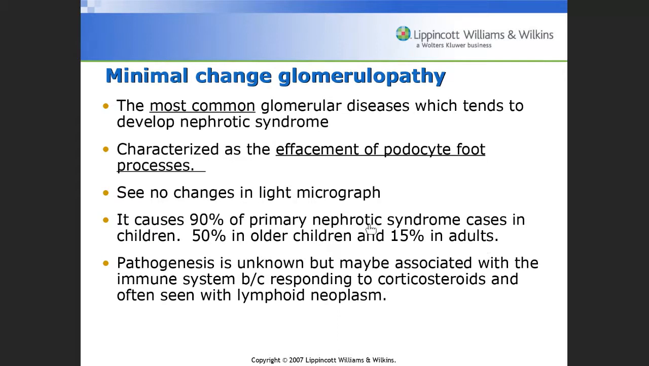So here's minimal change. This is the most common, if you will, and it's due to the loss of podocytes. What are podocytes? Podocytes essentially form the visceral layer of the Bowman's capsule, if you will. So you lose those cells, and then it recovers. So minimal change, like the name implies, you might have a kidney problem acutely, and then it goes away. Okay, very common nephrotic syndrome.